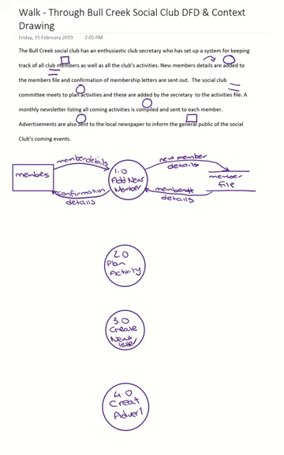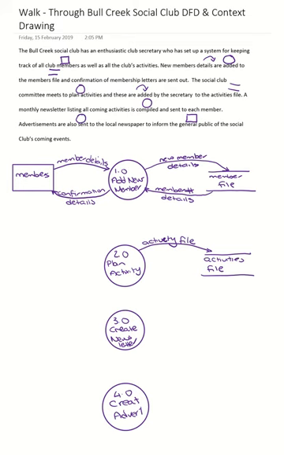Okay, so now we've got that first sentence about setting up a new member. Next bit. The social club committee meets to plan activities, and these are added by the secretary to the activity file. So activities are added. So we'll put that there. So we need to have an activities file. And so we're going to add the data flow that way. It's going to be activity.